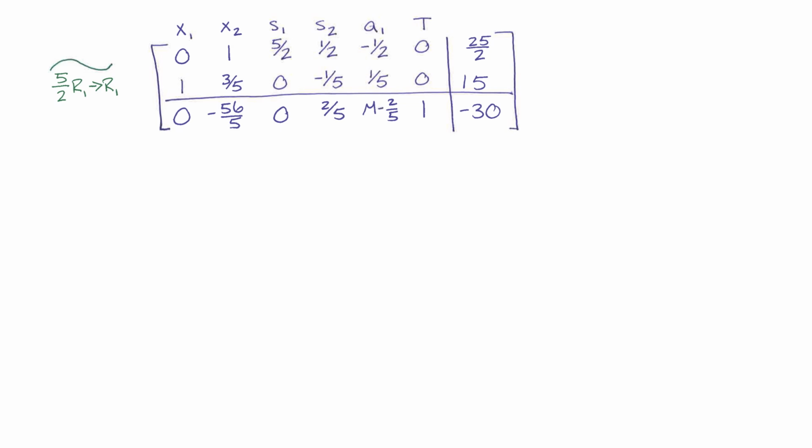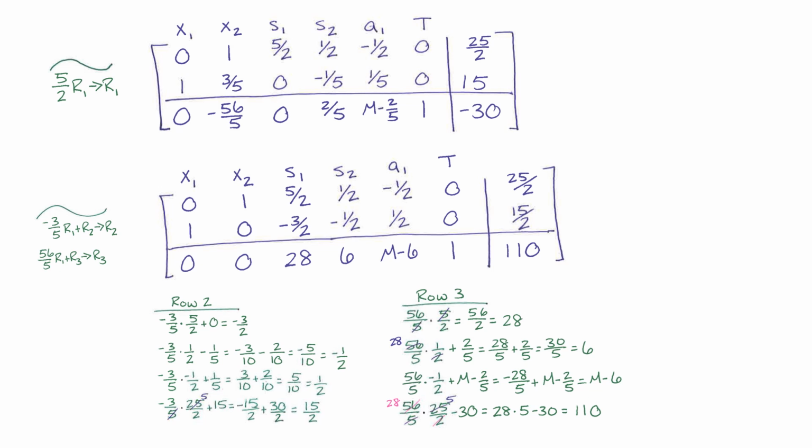Now I need to get zeros in the rest of the pivot column. So to do that, I'm going to use the operation -3/5 R1 plus R2 to get a new row 2. And those values are 1, 0, -3/2, -1/2, 1/2, 0, 15/2.